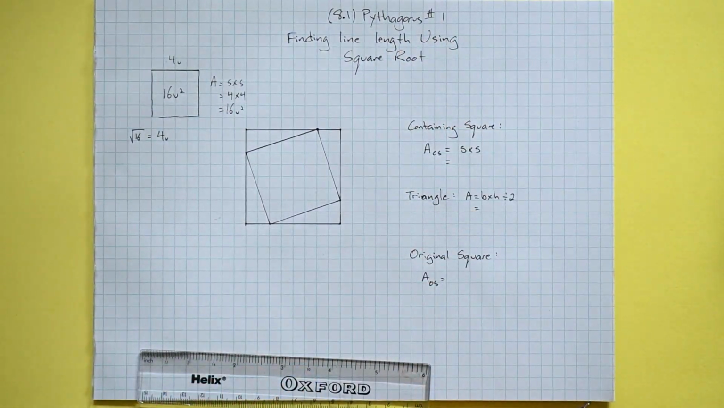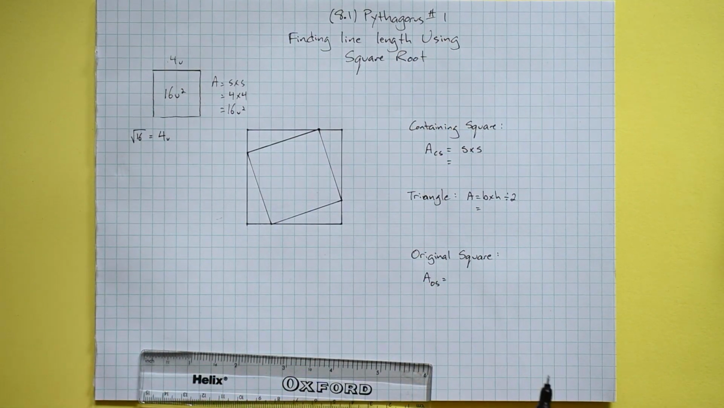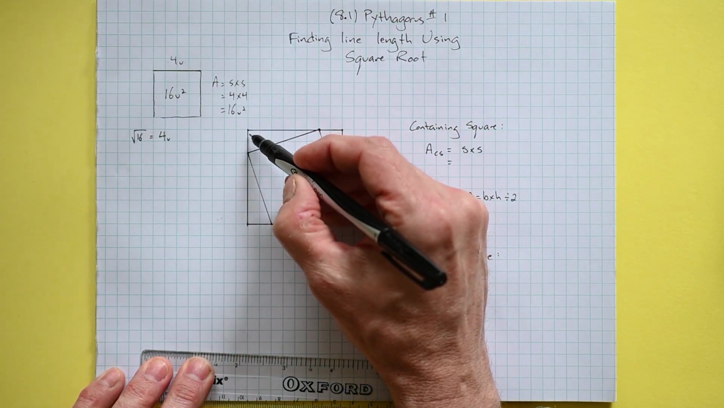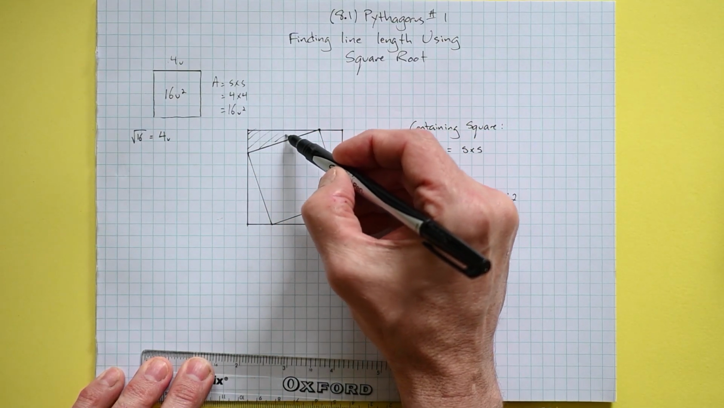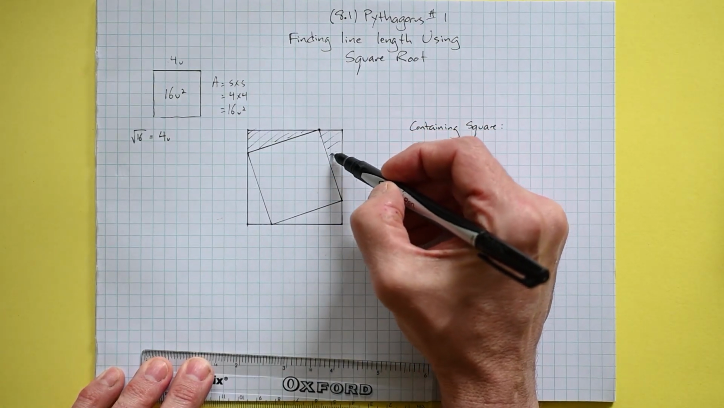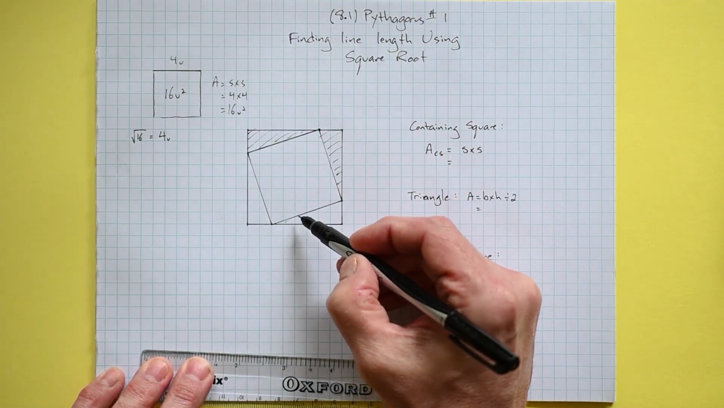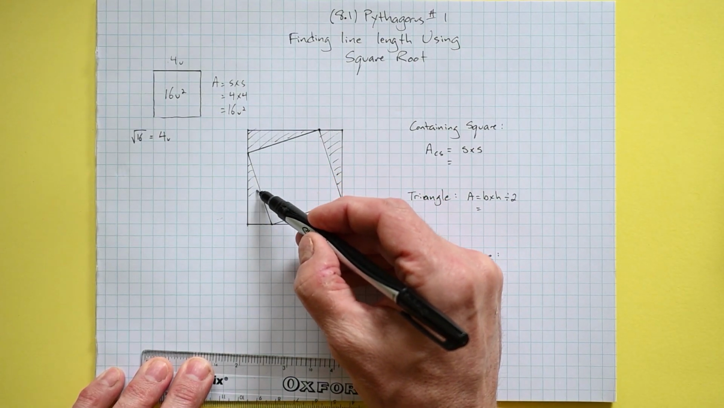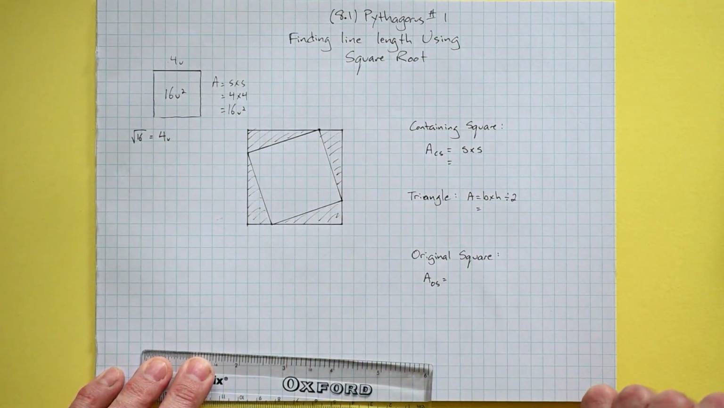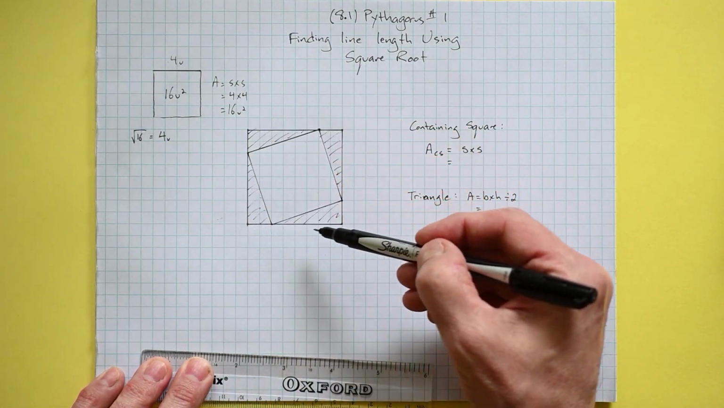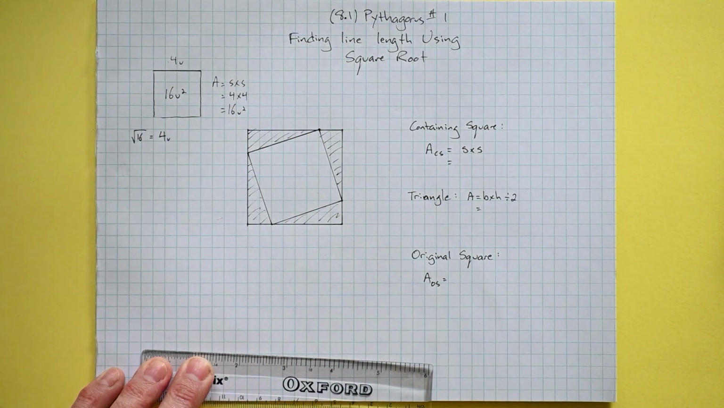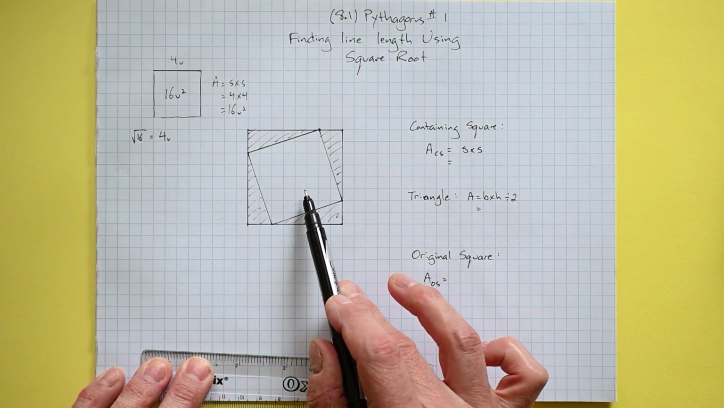So there's my containing square. Now if I can get the area of the containing square, and then find the areas of these triangular pieces, how would I use that knowledge to get the area of the square on the inside? Well, you guessed it. We'll take the area of the containing square, we'll subtract the areas of the triangles, and we will have the original square.